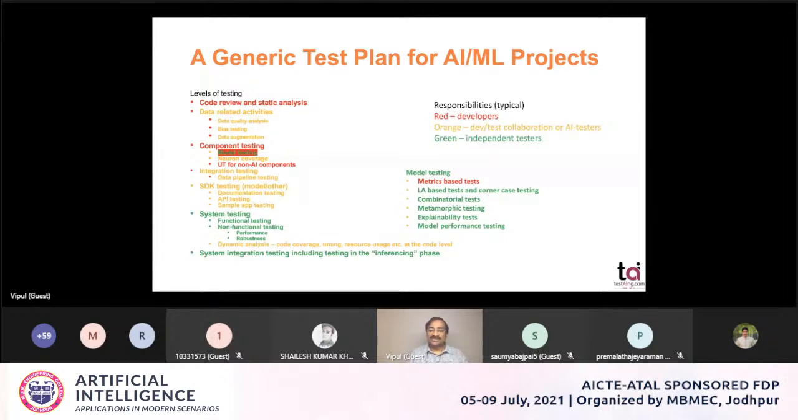Or if you're in the industry and you want to convince your developers, tell them that other than performance metrics, there are LA-based test cases and corner case testing, combinatorial tests, end-to-end tests, back-to-back tests, AV tests, metamorphic testing, explainability tests, model performance tests. So many different types of tests can be done at the level of the model.